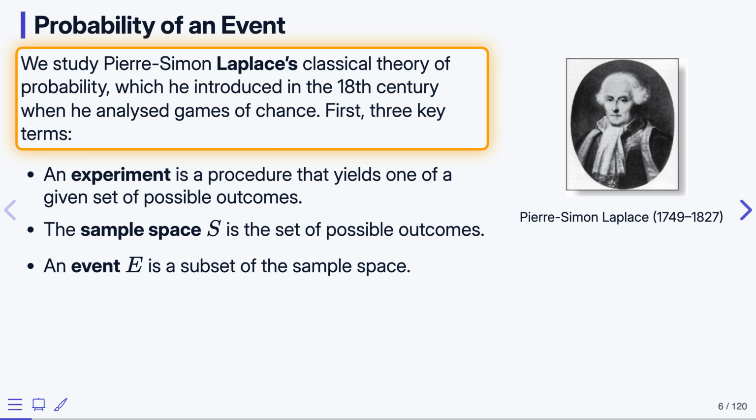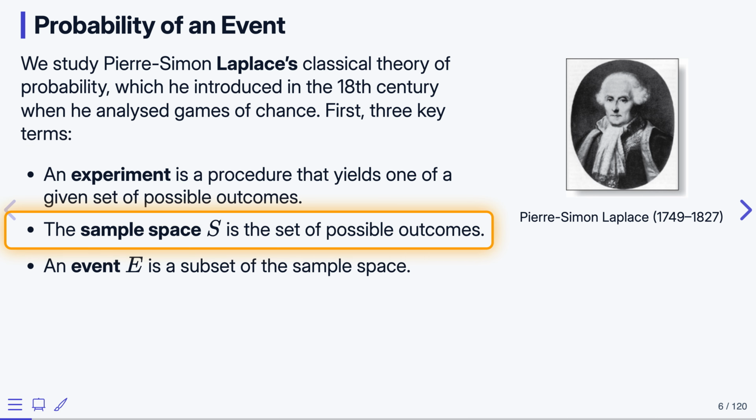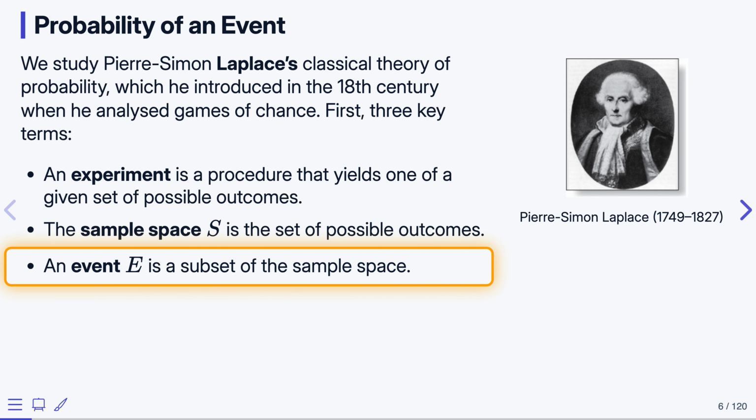Let's learn 3 words first. An experiment is any procedure with a set of possible results. For example, rolling a die. The sample space is the set of all possible results. For a die, it is 1, 2, 3, 4, 5, 6. An event is a subset of the sample space. It is the set of results we care about. On the next slide, we see Laplace's rule for the probability of an event.